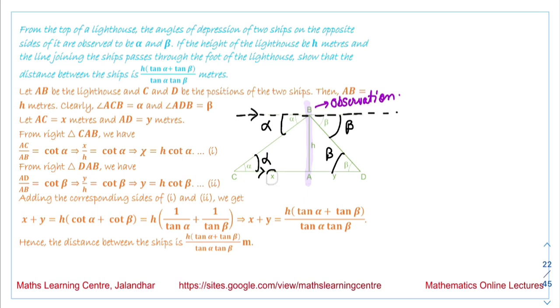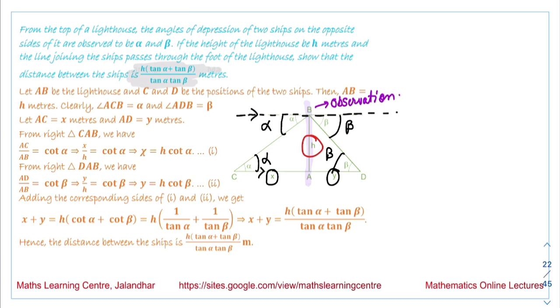Now we have assumed that this length CA is x and this AD is y. So the height of the lighthouse is given to be h and the line joining the ships passes through the foot of the lighthouse. You have to prove that the distance between the ships is this much. It means we have to prove that the value of x plus y is equal to this.